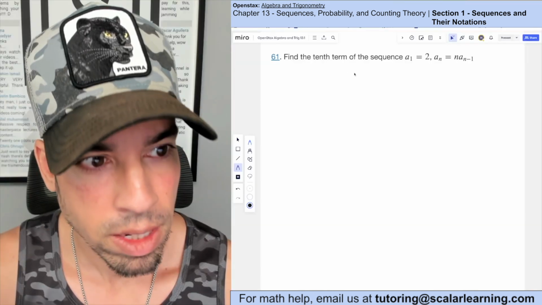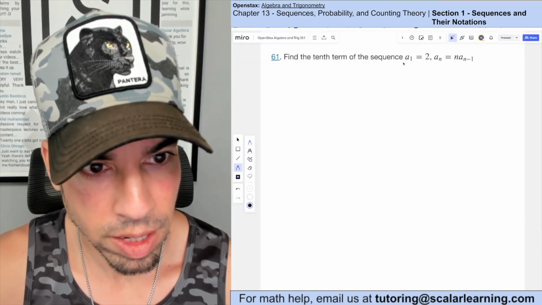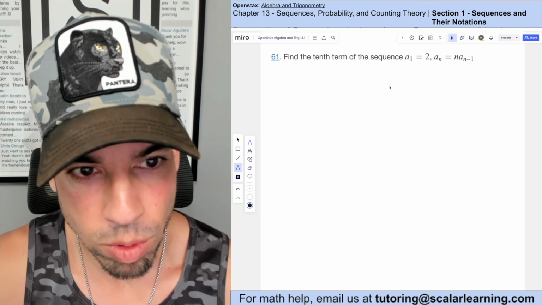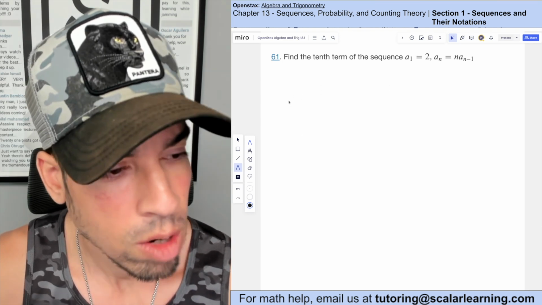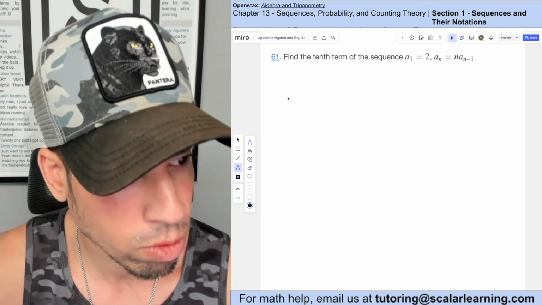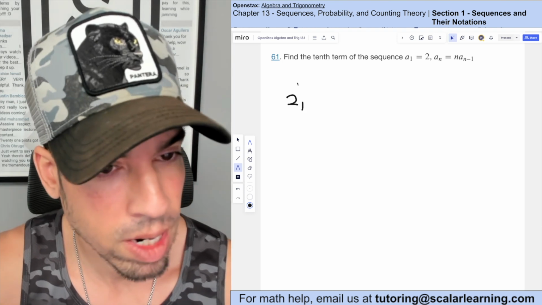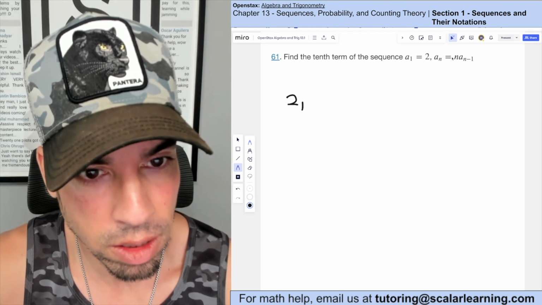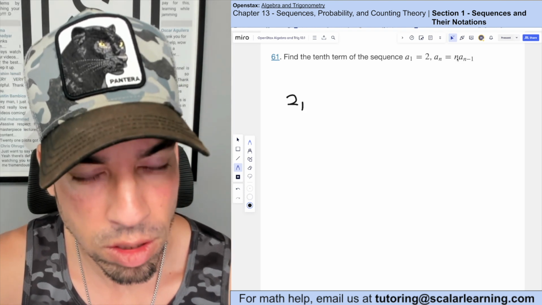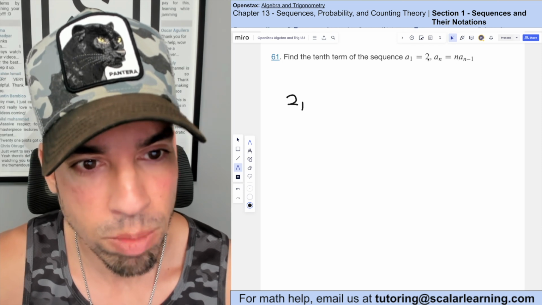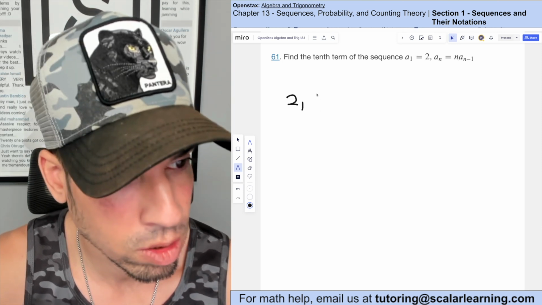Done. Find the 10th term of the sequence where the first term is 2 and then we have this recursive formula. So let's figure that out. So we have to go step by step because it's a recursive formula. So we got 2, then we have to find the second term. So I'm going to plug in the first term. So the n value is 2. The previous term is 2. 2 times 2 is 4.